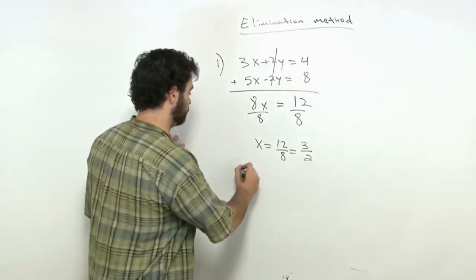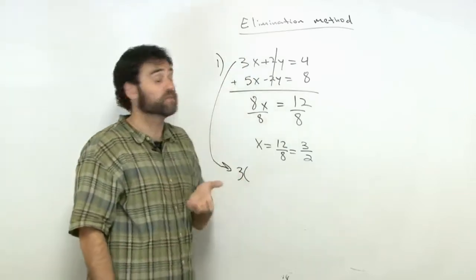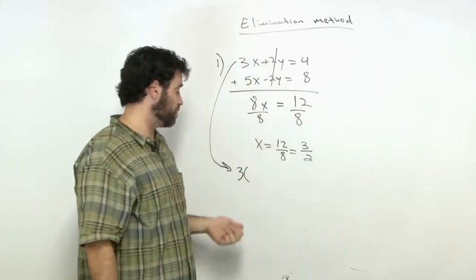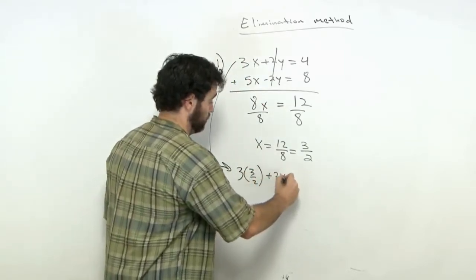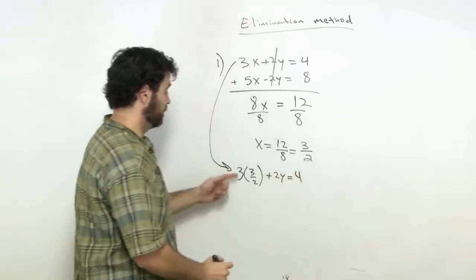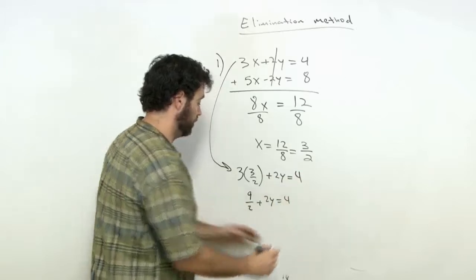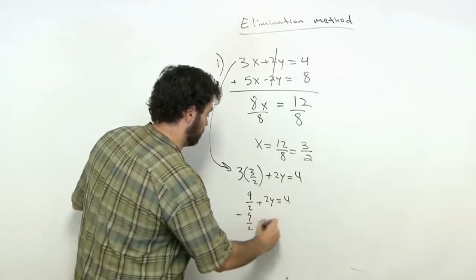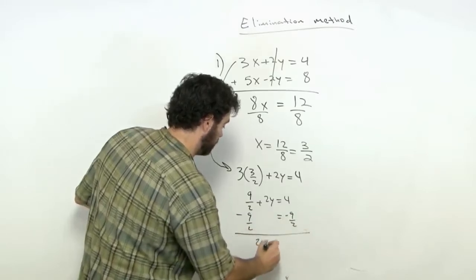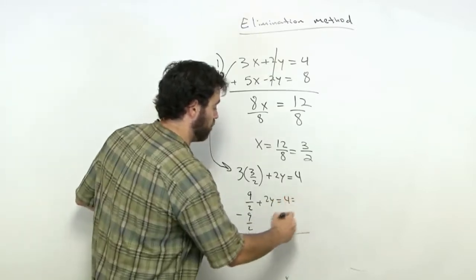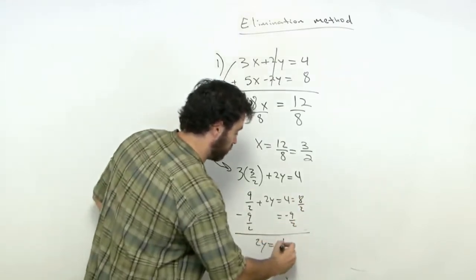So I'm using this equation right here, the top. Well, you have a choice, you could use either one. I like to use positive stuff, so I'll use the top equation and substituting in our value, that's 9 over 2 plus 2y equals 4. Subtract away 9 over 2, subtract away 9 over 2. So 2y equals, make that 4, that's 8 over 2, minus 9 over 2 is negative 1 over 2.